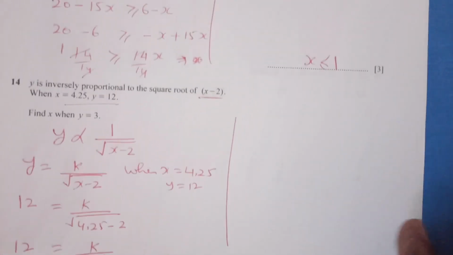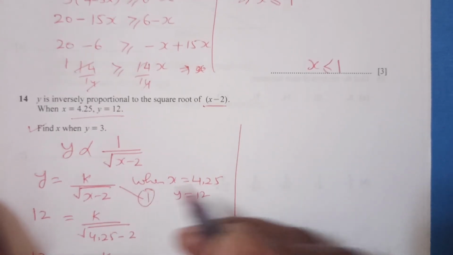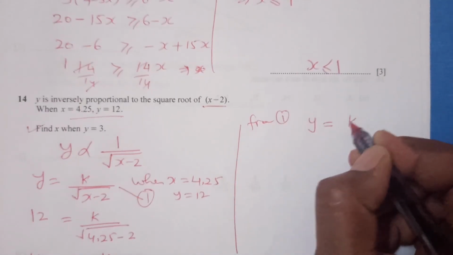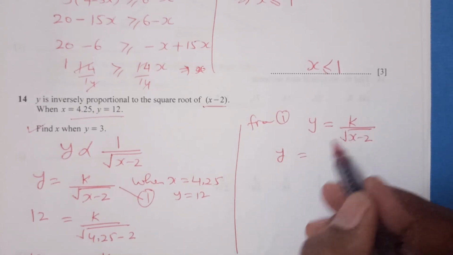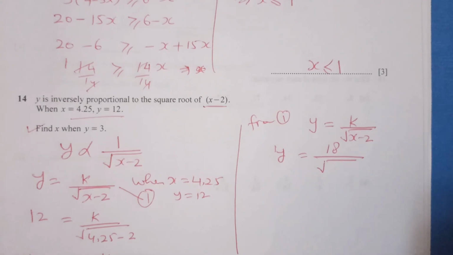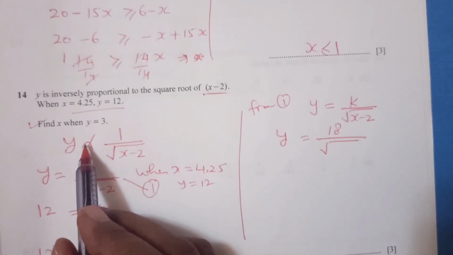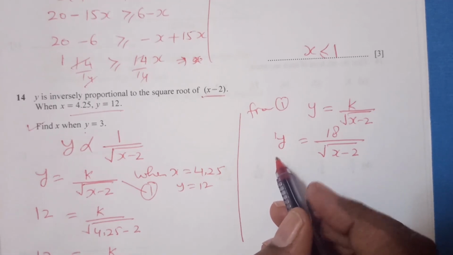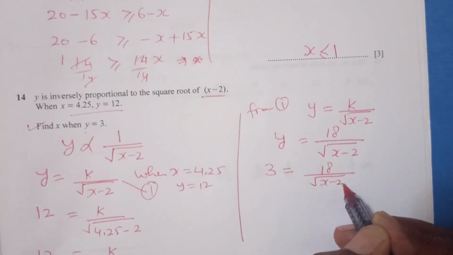So now we need to find out x when y is 3. So from this equation, let's say this is 1. So from 1, what do we have? We have y equals k over square root of x minus 2. Now we need to find the value of x. Our k was 18 here, you see. We need to find x when y is 3. So I need to substitute the value of y. y is 3 given to us, 18 over square root of x minus 2, right?